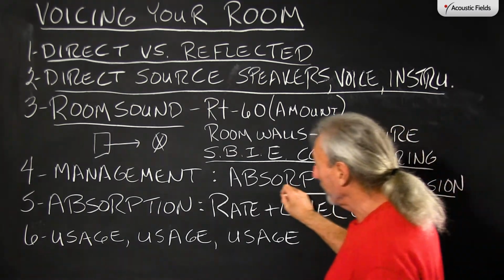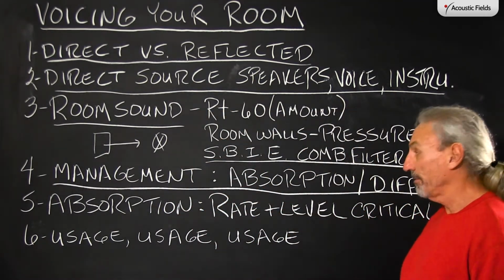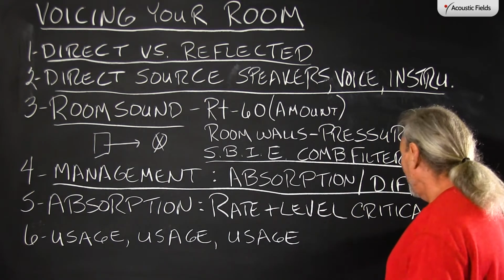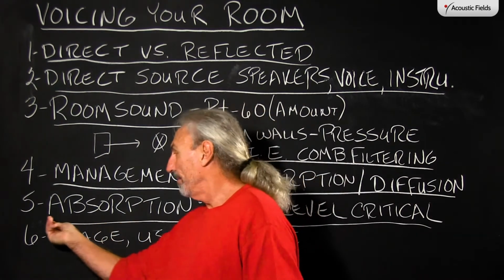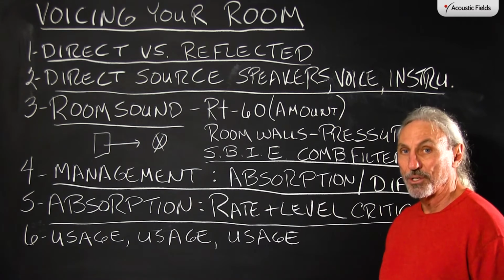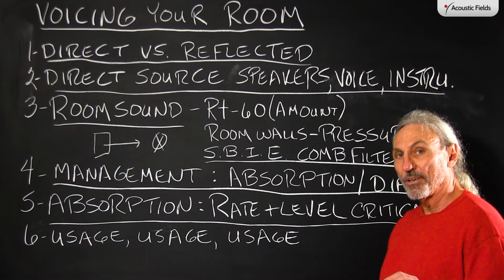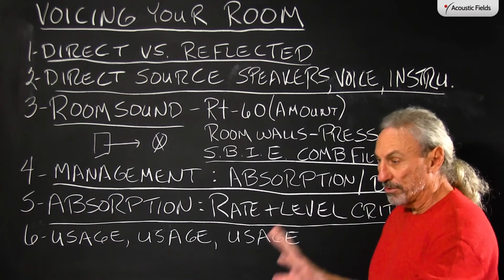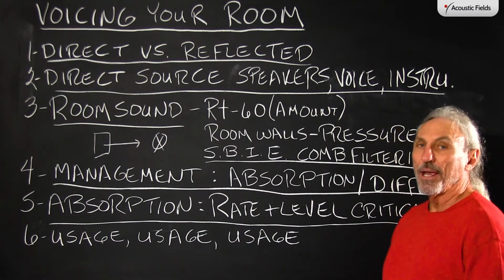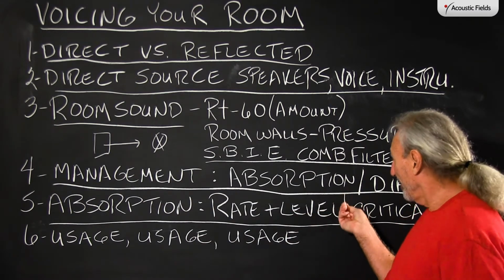What are our treatment options? The standard two. I wish I could think of a third, but there aren't any. We'll have to go to another planet. So we have absorption and diffusion. And here's something that we really have to be careful of when we're voicing our rooms, no matter what the usage is. The rate and level of absorption is critical. There's a lot of misinformation in the literature where it's just use building insulation, just use foam, just use blankets, egg cartons. So the bottom line here is rate and level is critical.